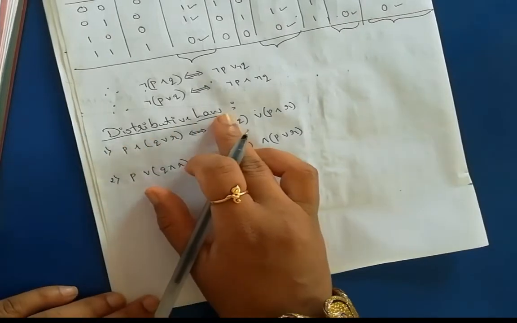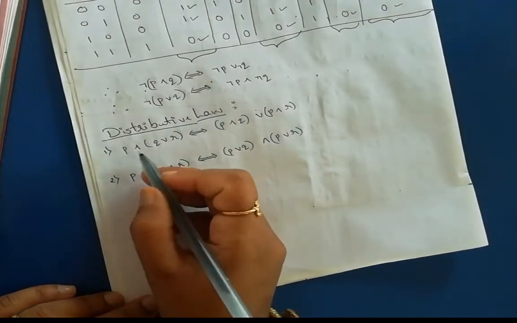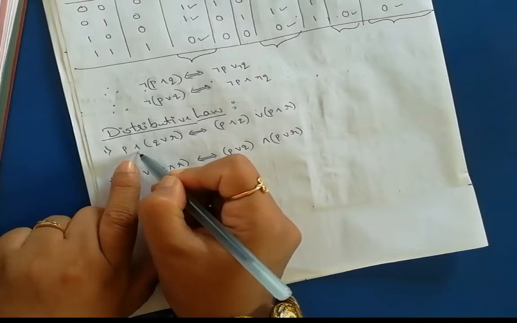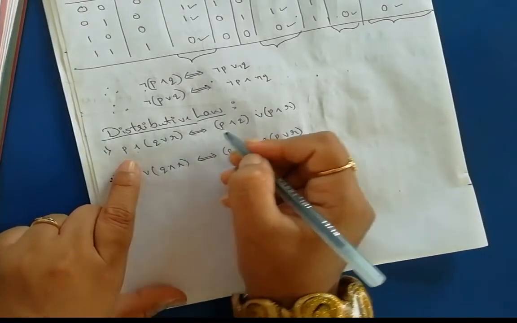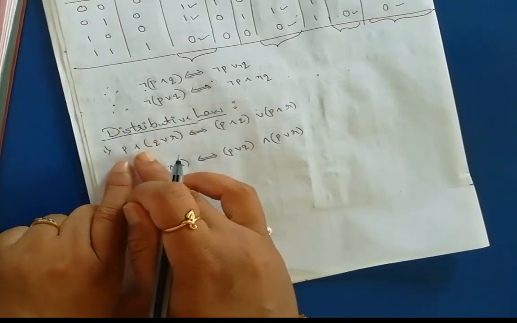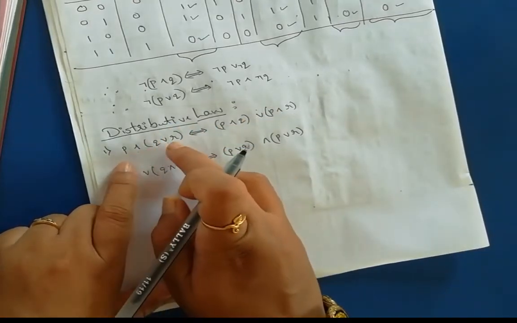Next we'll have the distributive law. Okay, so in the distributive law there are two types. What is the first one? Conjunction over disjunction. Another one is disjunction over conjunction. Okay, so the distributive law of conjunction over disjunction.